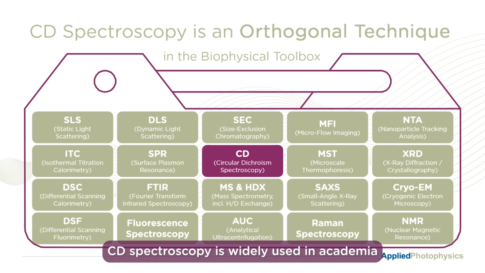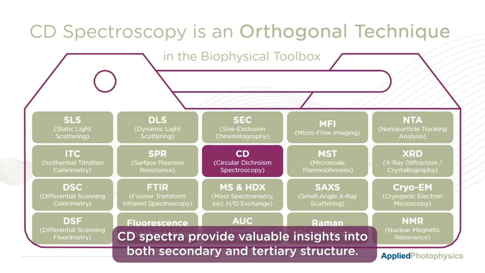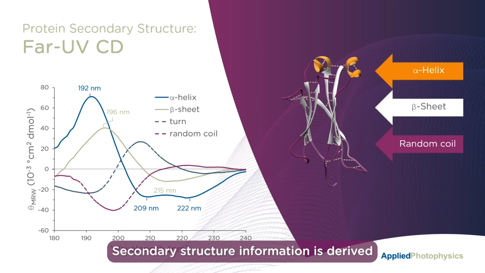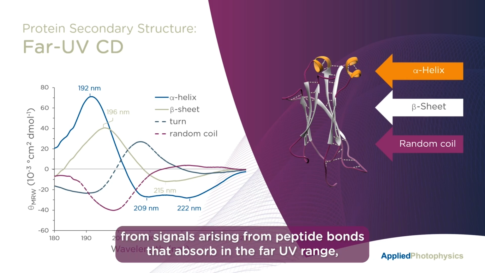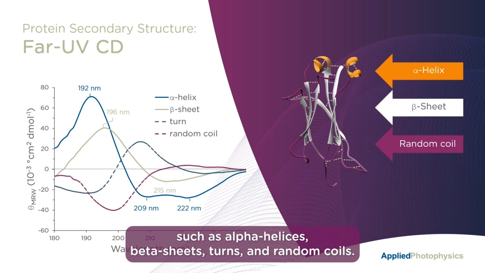CD spectroscopy is widely used in academia and the biopharmaceutical industry to study biomolecules, particularly proteins and peptides. CD spectra provide valuable insights into both secondary and tertiary structure. Secondary structure information is derived from signals arising from peptide bonds that absorb in the far UV range, spanning approximately 180 to 260 nanometers, enabling the identification of structural elements such as alpha helices, beta sheets, turns, and random coils.